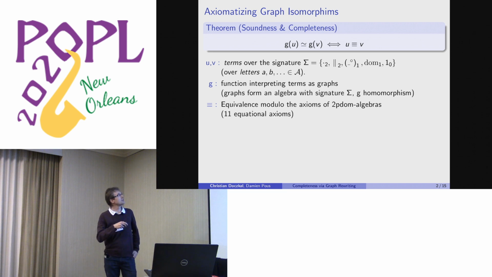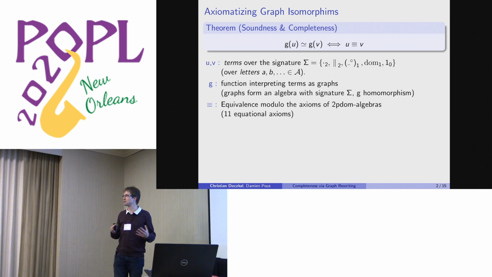And then you have a function that interprets terms as graphs. And you have an equivalence that you axiomatize on those terms. And you want to prove that two terms are equivalent if and only if they describe isomorphic graphs. So here we have the axiomatized equivalence, and here we have graph isomorphism. So that's the theorem we're after.